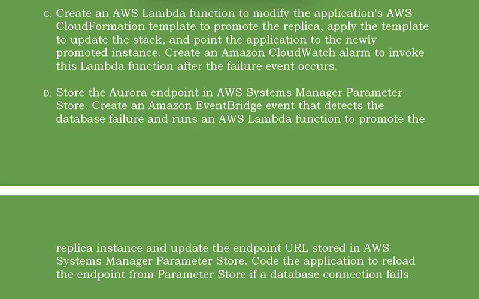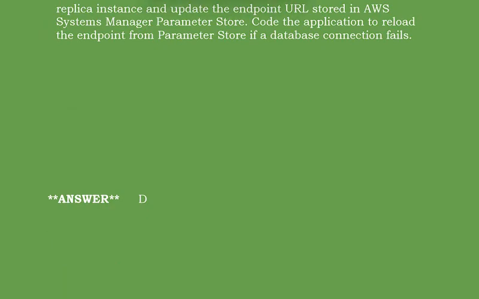Option D: store the Aurora endpoint in AWS Systems Manager Parameter Store. Create an Amazon EventBridge event that detects the database failure and runs an AWS Lambda function to promote the replica instance and update the endpoint URL stored in AWS Systems Manager Parameter Store. Code the application to reload the endpoint from Parameter Store if a database connection fails. Correct answer is option D.